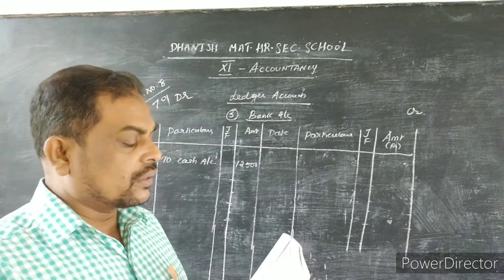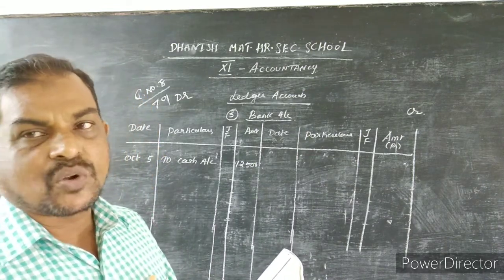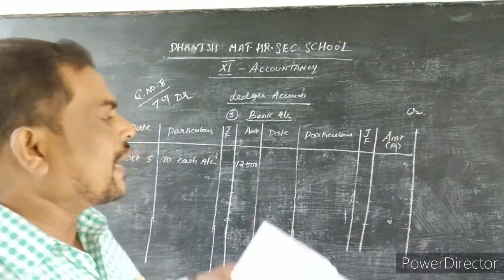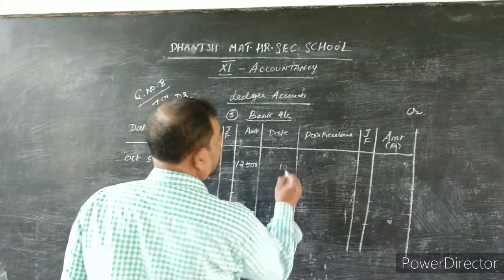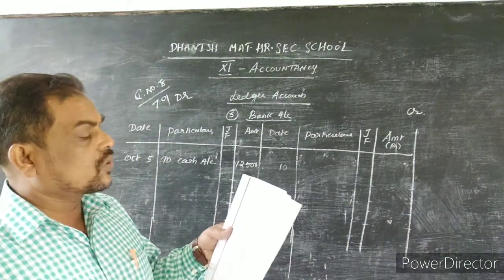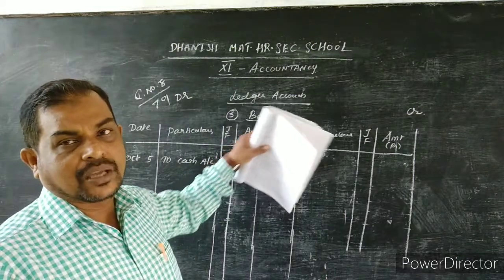In the third entry, purchase of furniture and payment made by check. Purchase account debit to bank. Now the bank account is on the credit side. So why do you have to come on the credit side? Date is 10. What is the journal entry? Purchase furniture account debit to bank. So bank is on the credit side, so we have our hand coming on the credit side.